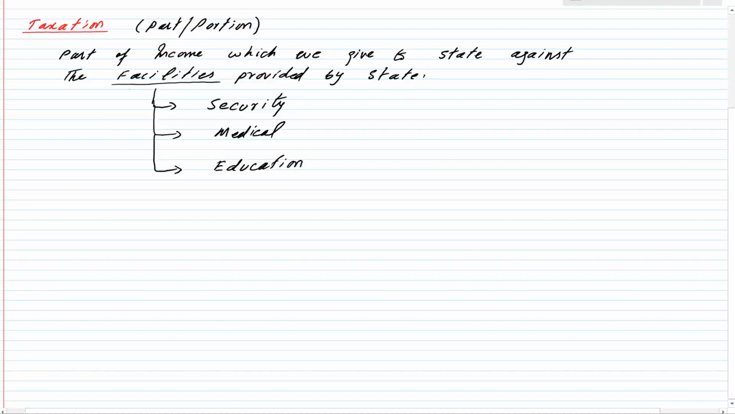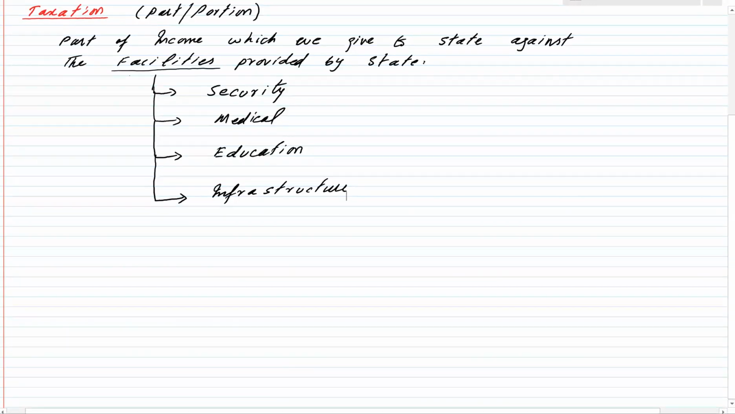Education. Every state, every government provides free education facilities to its citizens, and obviously the general public will contribute against these facilities, which is called tax. Infrastructure. The government is providing the facilities of infrastructure, roads, and something like that. So once again, we are contributing against these facilities, which is called tax. So what is tax? Tax is basically part or portion of our income which we will contribute towards the state against the facilities which we are receiving from the state.